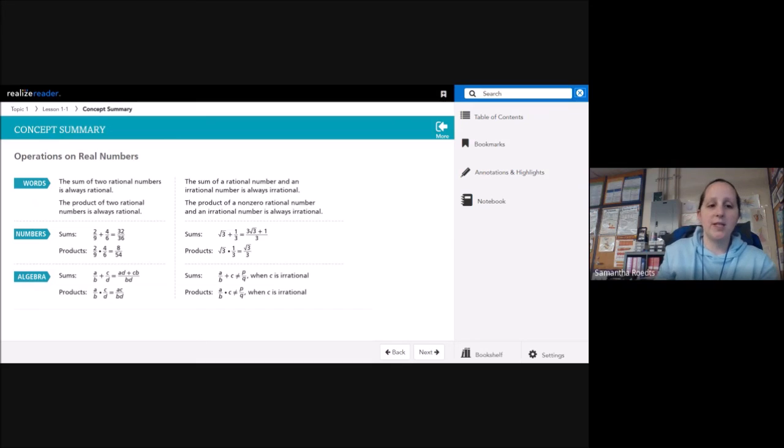Okay. So we can see these in numbers, both sum and product with rational versus irrationals. And we can see it in algebra with the variables that we use. And that is the end of Unit 1, Lesson 1.